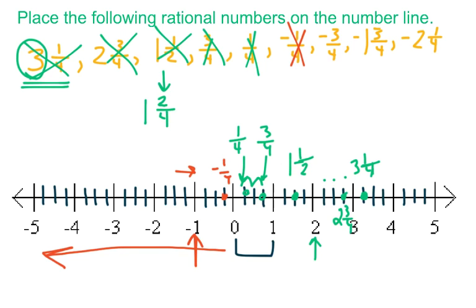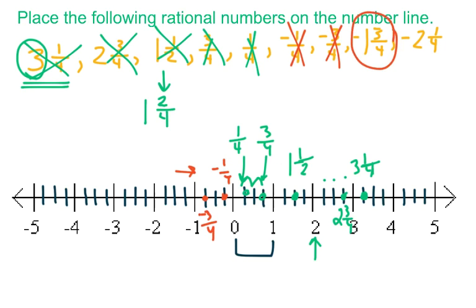If I'm looking for negative 3/4, that would fall 3 spaces over from 0. So that would be my negative 3/4. Now I have negative 1 and 3/4. So now I'm going to be to the left of negative 1, and I'm going to look for 3/4. So I need to go negative 1 and then count over 3 lines, and you'll see that that would get me to negative 1 and 3/4.